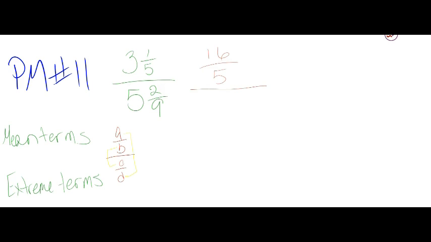Draw our bar line. Our integer times our denominator: 5 times 9 is 45, plus our numerator, 45 plus 2, is 47/9. Now we have this same form that I have over here. The book talks about mean terms and extreme terms. What we're going to do now is multiply our mean terms and multiply our extreme terms, because we're working on getting rid of these denominators.